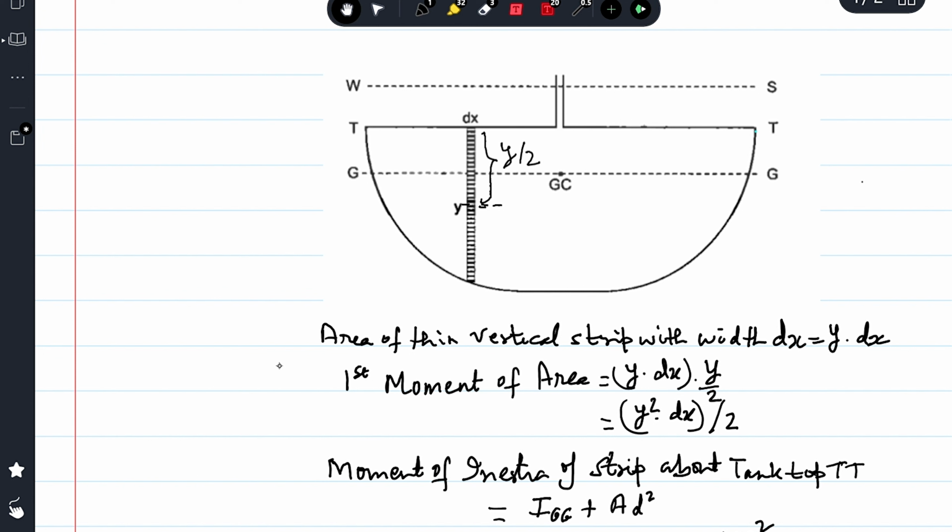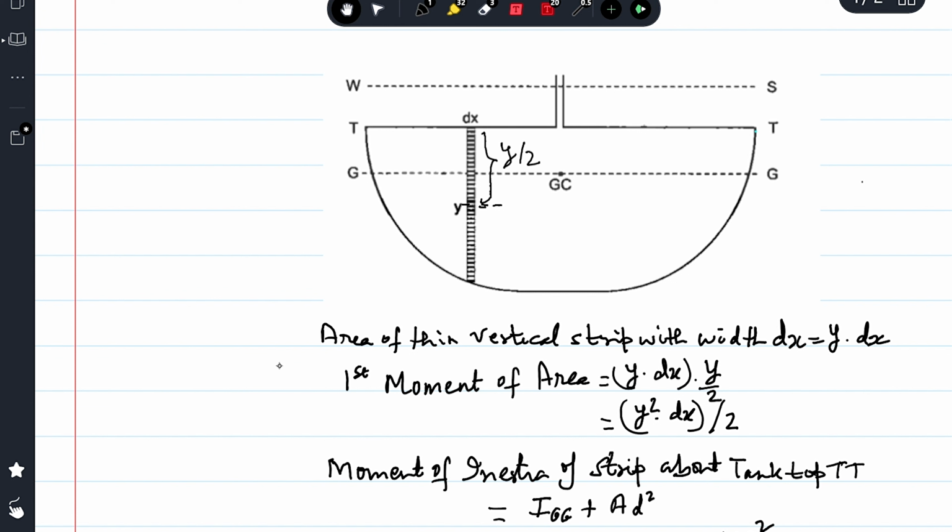What will be the area of this vertical strip with the width dx? We can assume it as a rectangle because it's so thin. The strip is so thin that we can safely assume it to be a rectangle. So length is y and the width is dx, so area will be y times dx. This will be the area of this thin vertical strip.